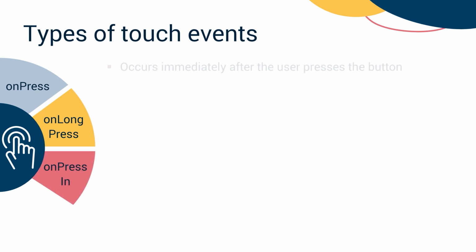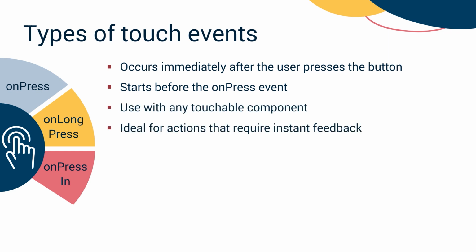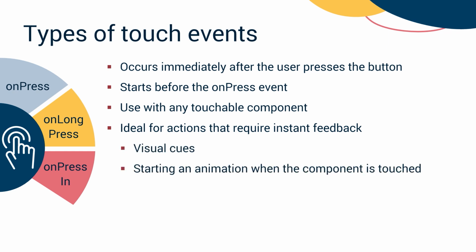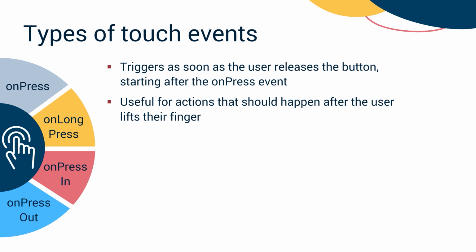onPressIn is an event that occurs immediately after the user presses the button and starts before the onPress event. You can use it with any touchable component, and it is ideal for actions that require instant feedback, such as visual cues or starting an animation when the component is touched. Next, onPressOut is triggered when the user releases the button, starting after the onPress event. It's useful for actions that should happen after the user lifts their finger, such as resetting styles or completing interactions.